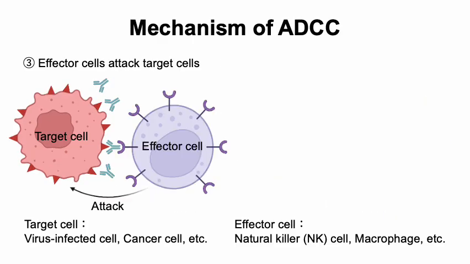Once they are connected, the effector cell attacks the target cell. As a result, the target cell dies. This is the basic flow of ADCC.